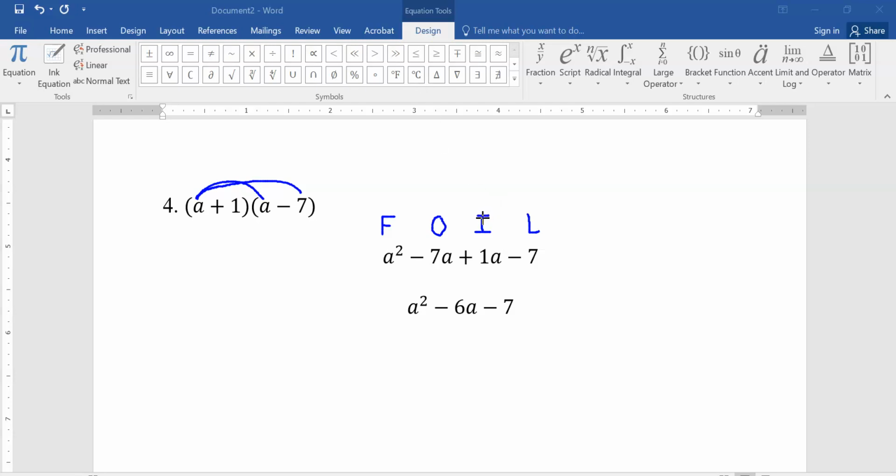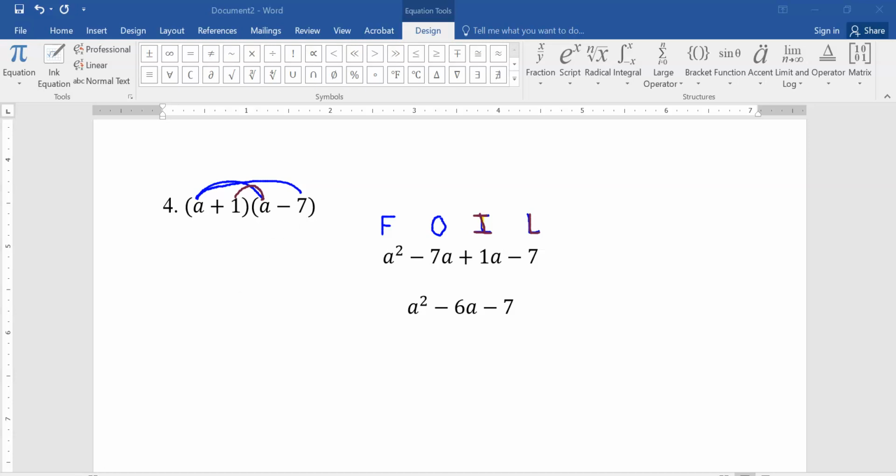The I here, let me write that. Let me use a little bit darker lettering. That's a little bit better. The I stands for inside, and that's what you get when you take the inside term of this polynomial. By inside, we mean closer to the middle, and the inside term of this polynomial. So 1 times a gave us the inside terms for I. And then L stands for last. It's the last term of this polynomial, the 1, times the last term of this polynomial, then minus 7.